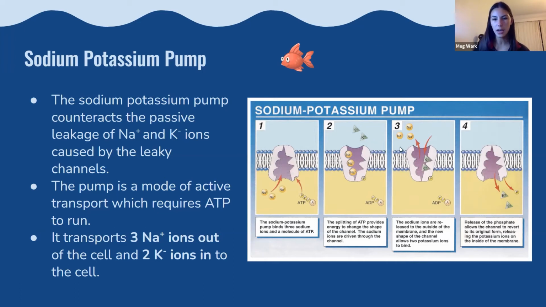So as you can see in the diagram here to the right, it will pump 3 sodium ions out of the cell and at the same time, 2 potassium ions into the cell. So this is counteracting the sodium and potassium that's going to be passively leaking through those leaky channels, which open and close randomly. So the body can't control those. However, it can control the sodium-potassium pump. So essentially that puts everything back to where it should be. And it's important to remember this ratio, the 3 sodium to 2 potassium.